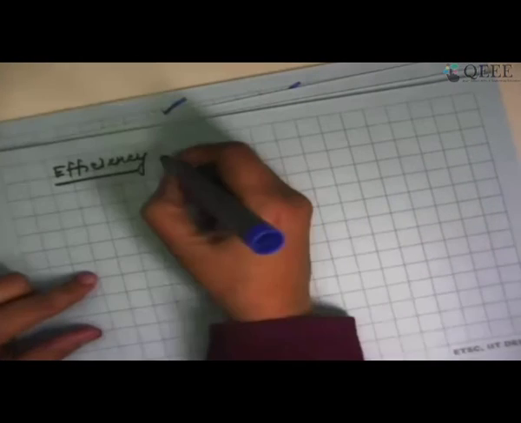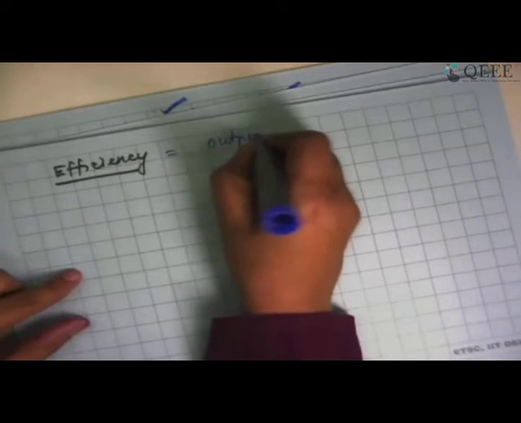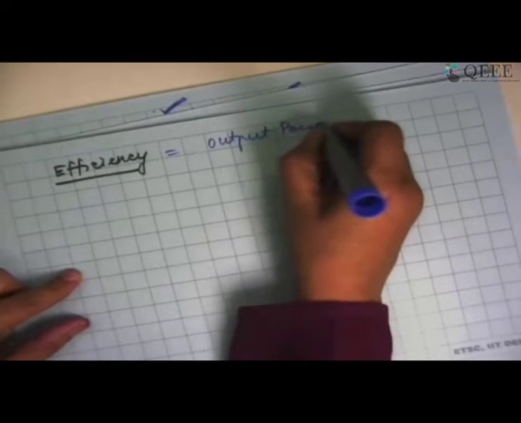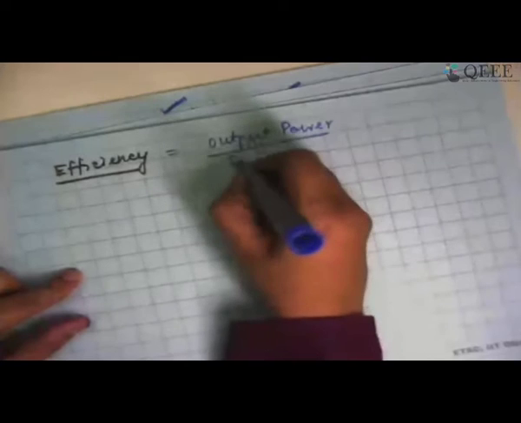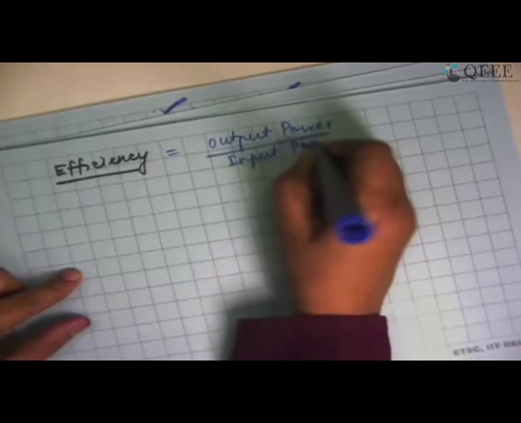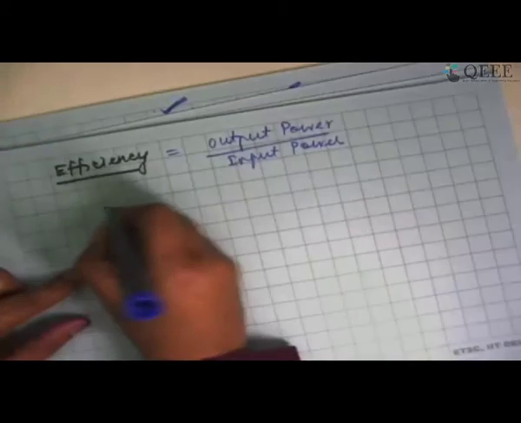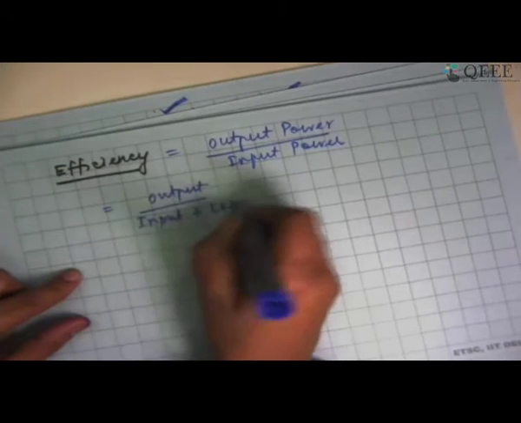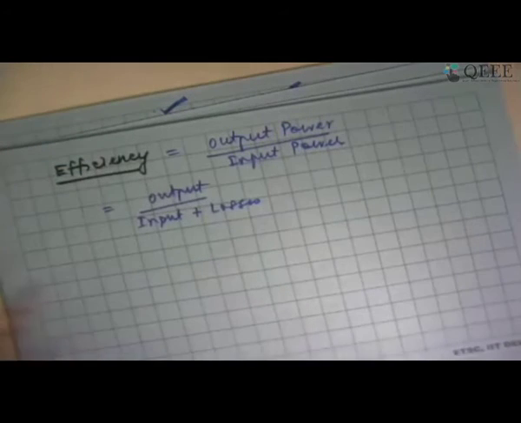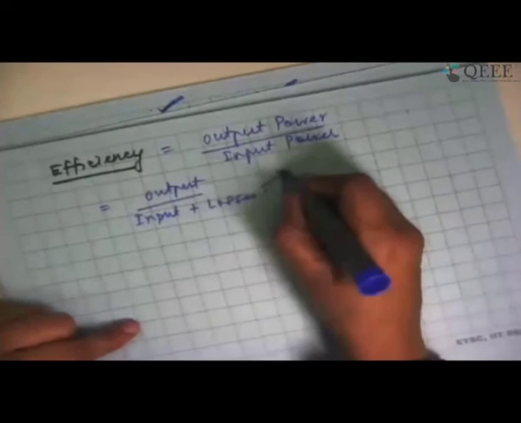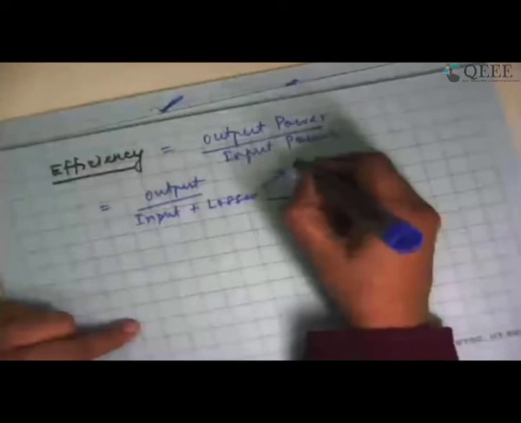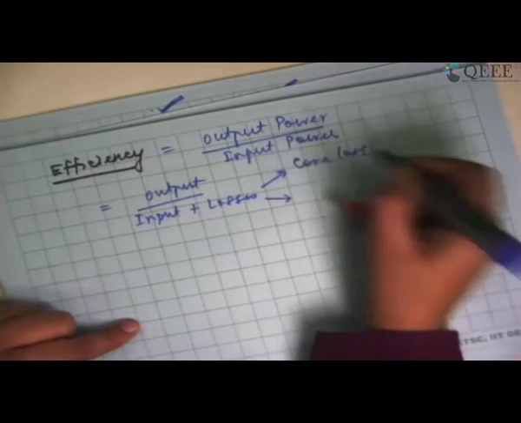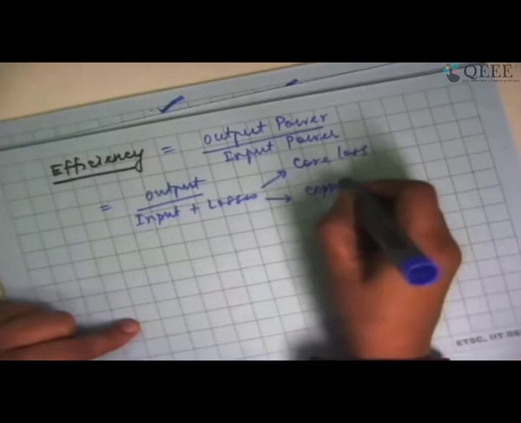So let us now take a look at the efficiency. The efficiency is basically defined by output power divided by input power. So I can say this is output divided by output plus losses. If I am talking about losses, the losses actually have two portions. One is core loss, the other one is copper loss.